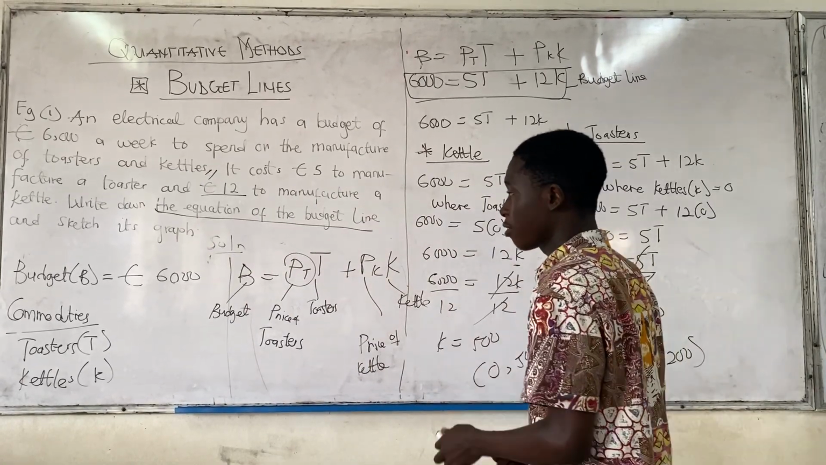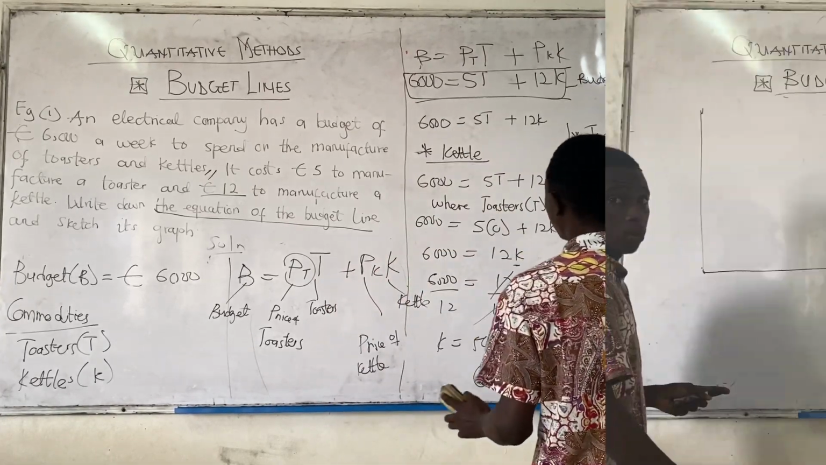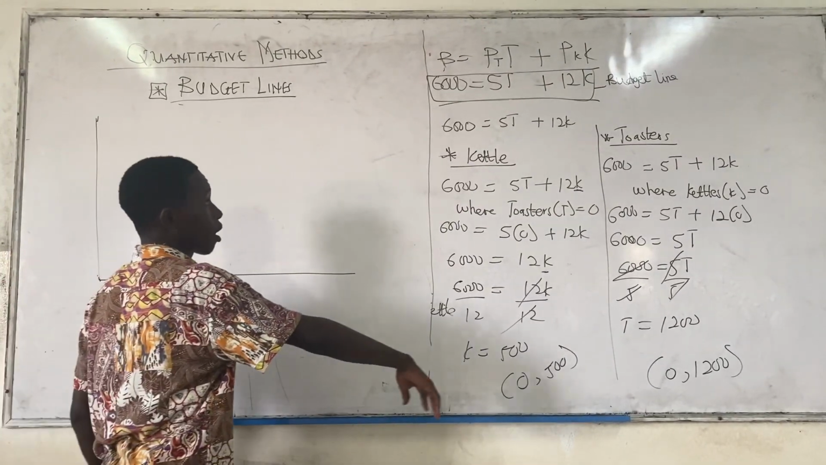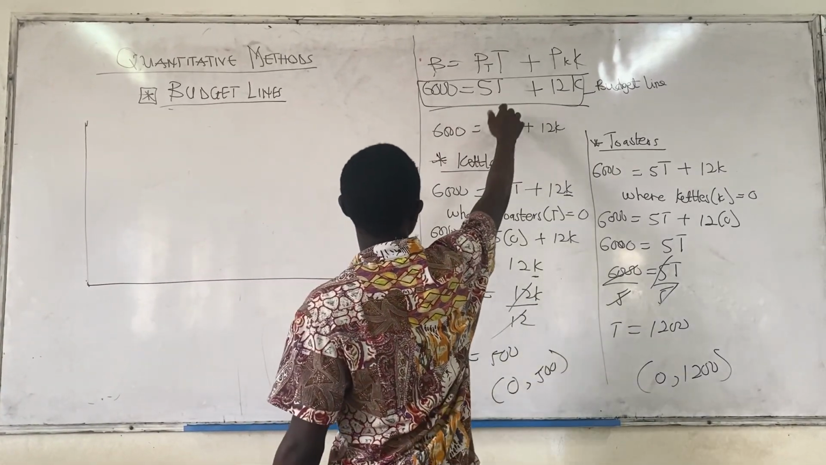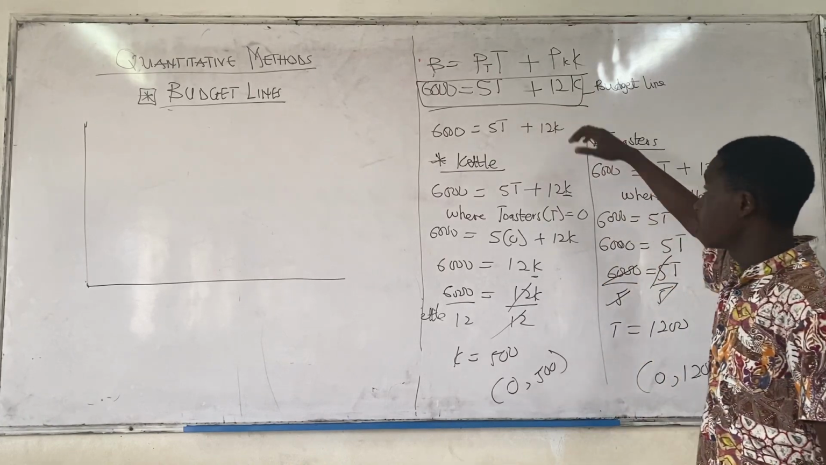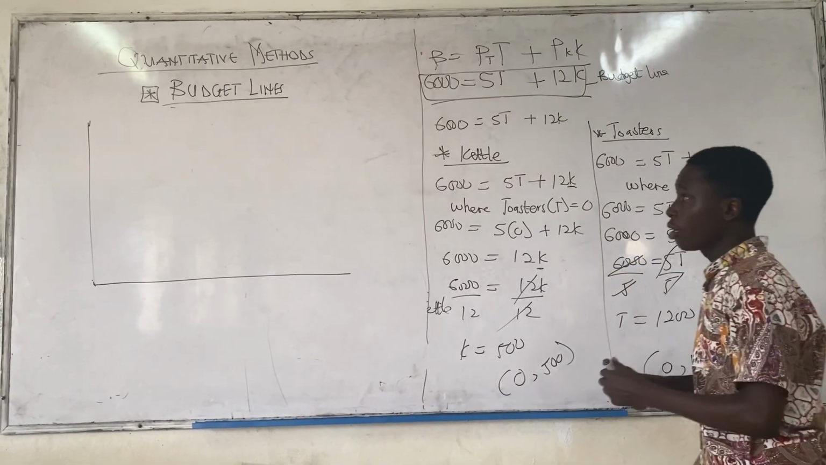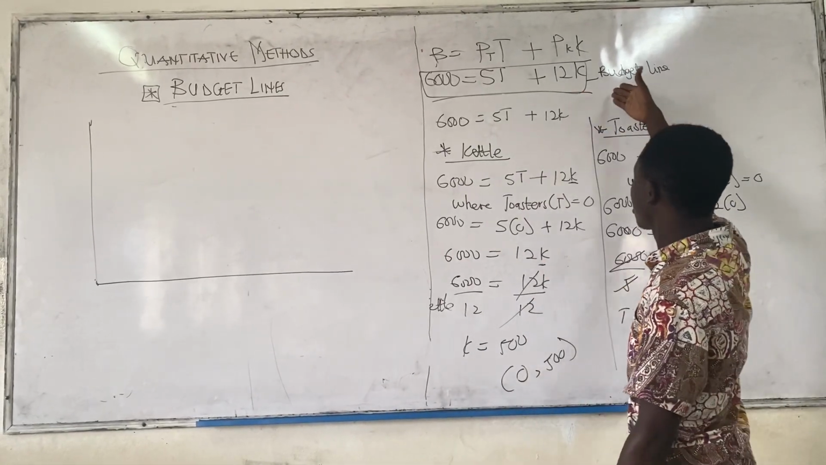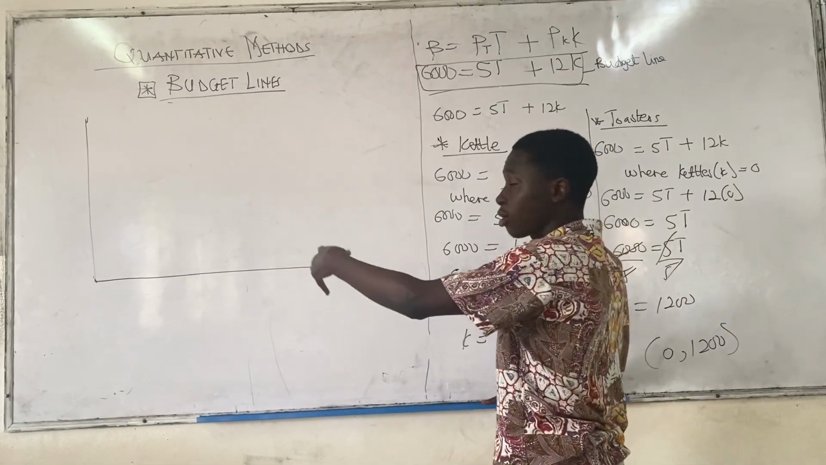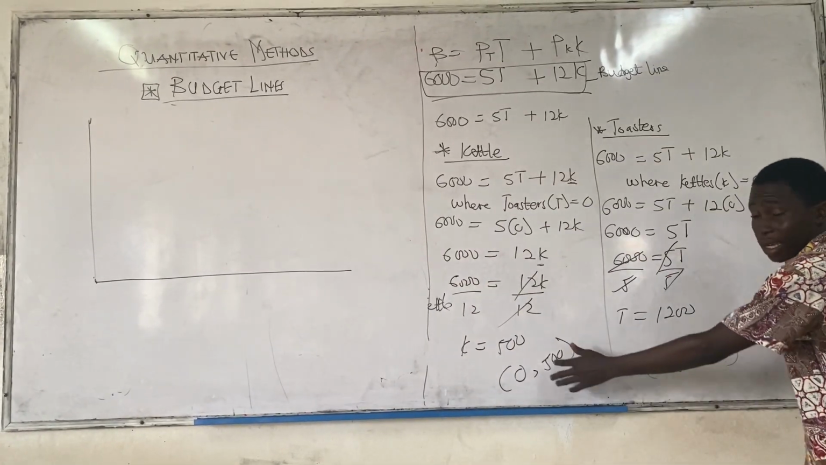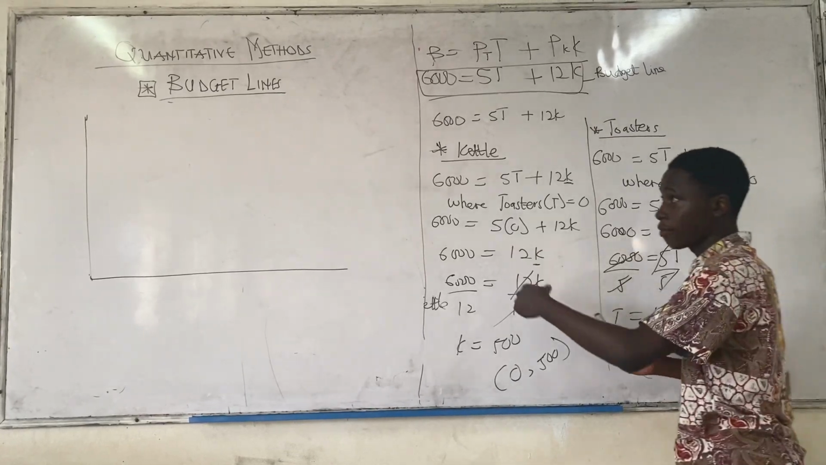Now let's put it on the graph. Based on the question, we are to get the budget line, which was 6,000 equals 5T plus 12K. This definitely becomes your budget line from the question that was given. And after getting the budget line, you plot this on the graph. Before you're able to plot it on the graph, you need to solve for the kettle and also the toasters. So you now transfer this onto the graph.